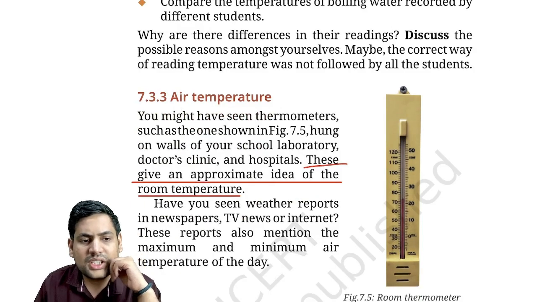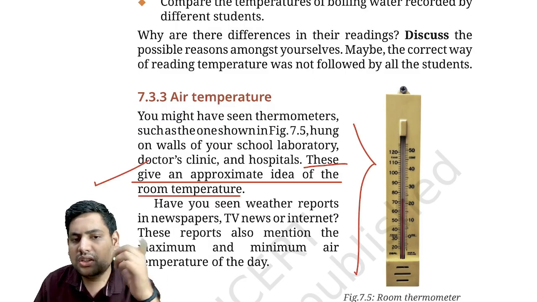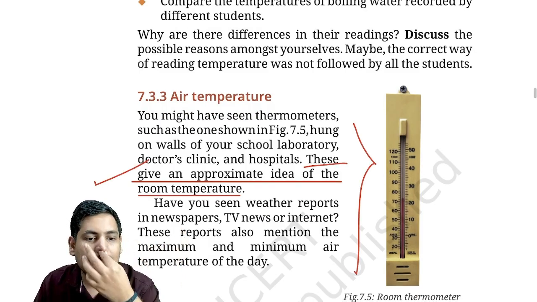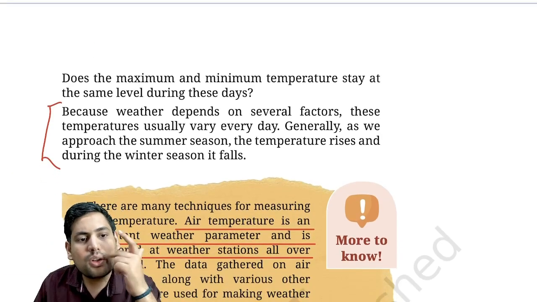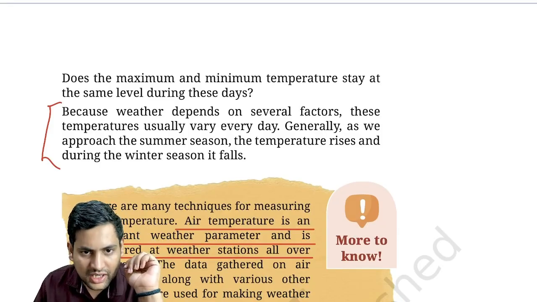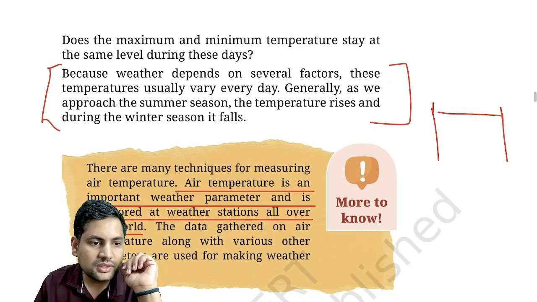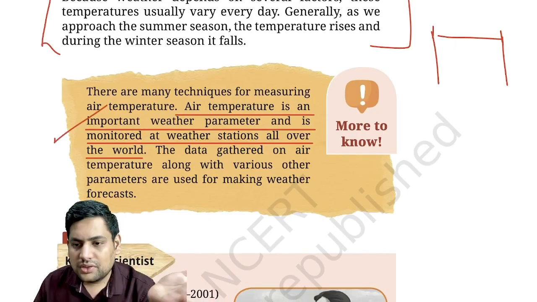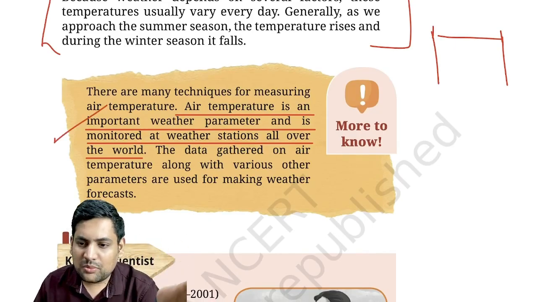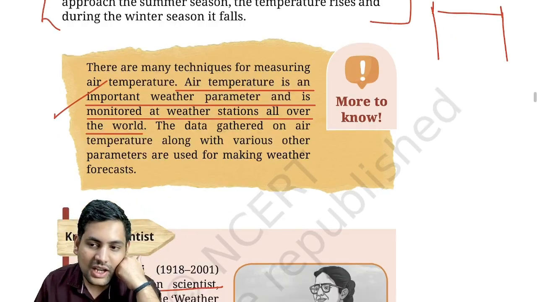Next is air temperature. This you might also have seen. These are used to give you an approximate idea of the room temperature, because weather depends on a lot of factors. That is why they usually give you a temperature range, the maximum temperature to the minimum temperature in a day. Air temperature is one of the important parameters in the weather. When you are talking about weather, air temperature is the most important thing. This is what you keep hearing, that temperature has become this or that.